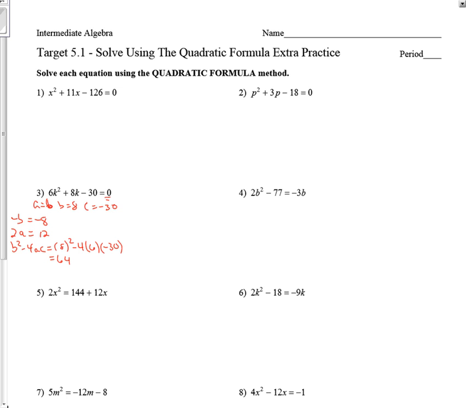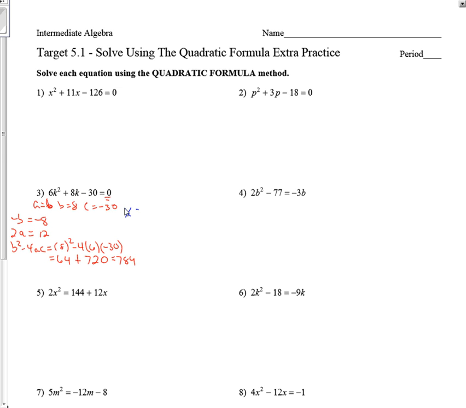This is 64, and since there are two negatives here, minus 4 and a negative 30, they turn into a positive. 4 times 6 is 24, and 24 times 30 is 720. Adding those together, you get 784. Now that we have those three things, we're going to plug them into the quadratic formula.